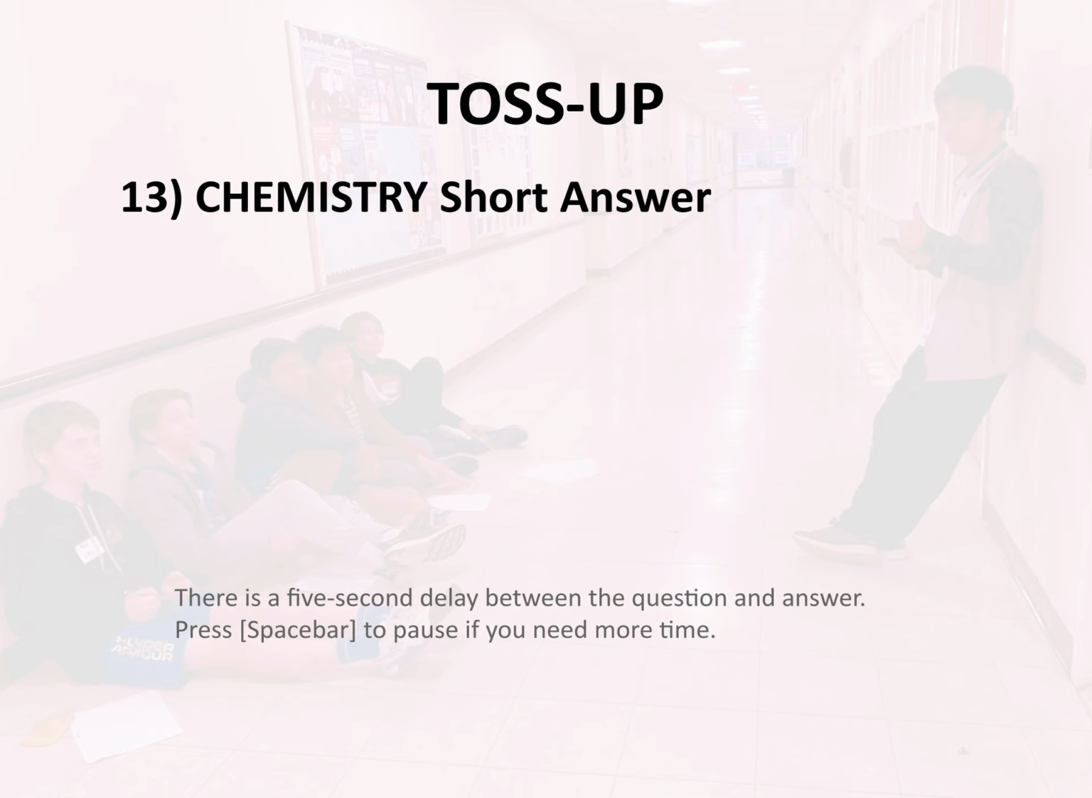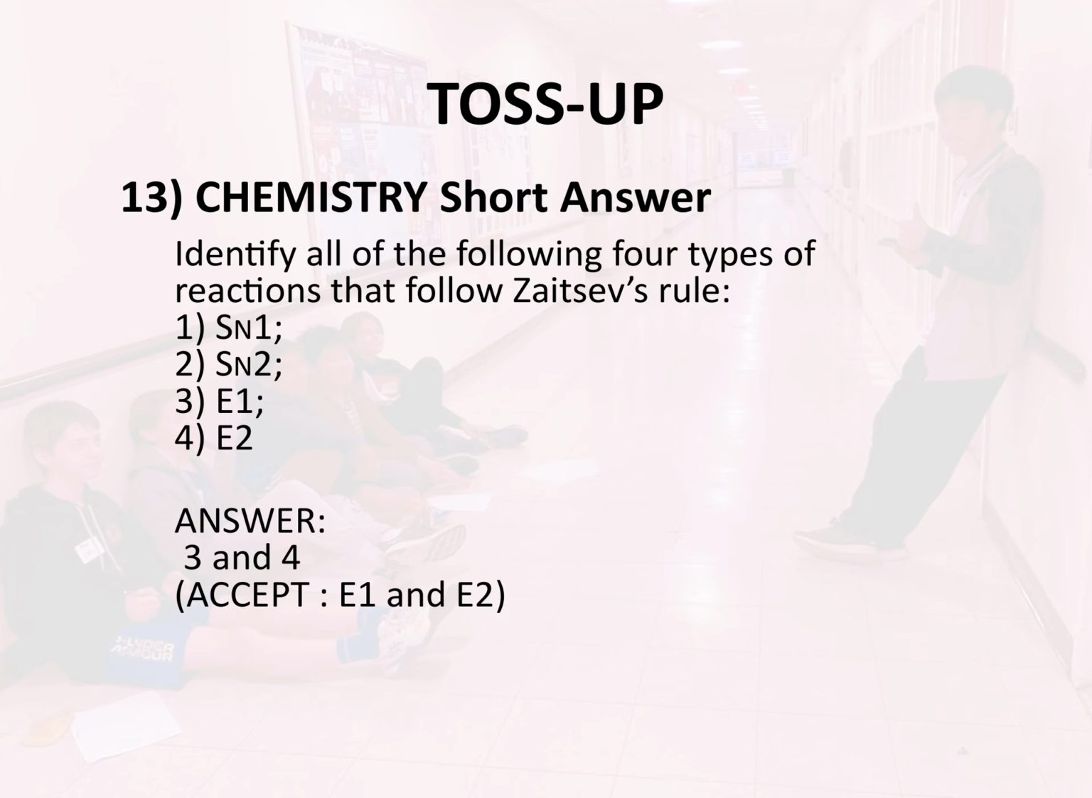Toss-up 13. Chemistry. Short answer. Identify all of the following four types of reactions that follow Zaitsev's rule. 1. SN1, 2. SN2, 3. E1, 4. E2. Answer: 3 and 4.